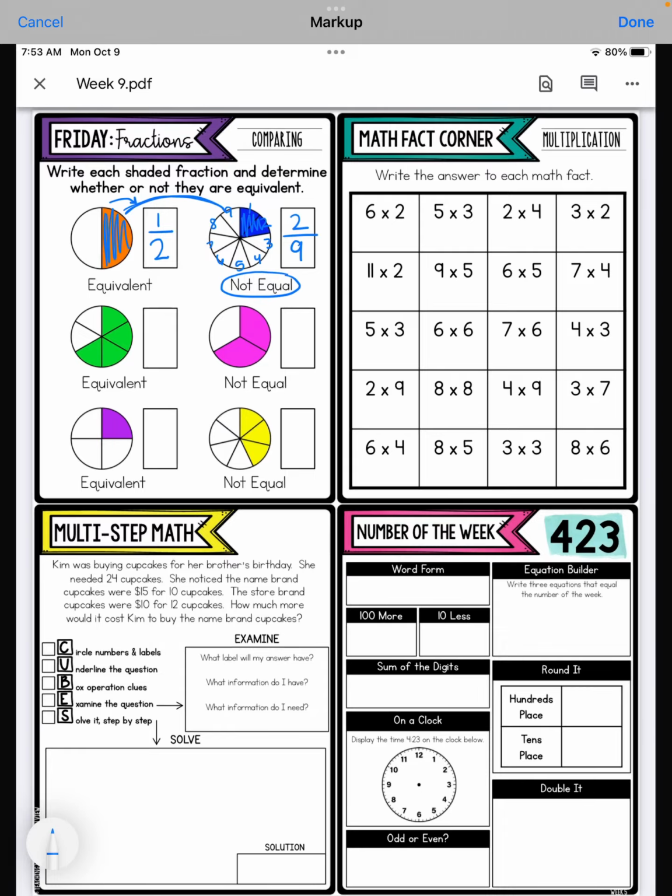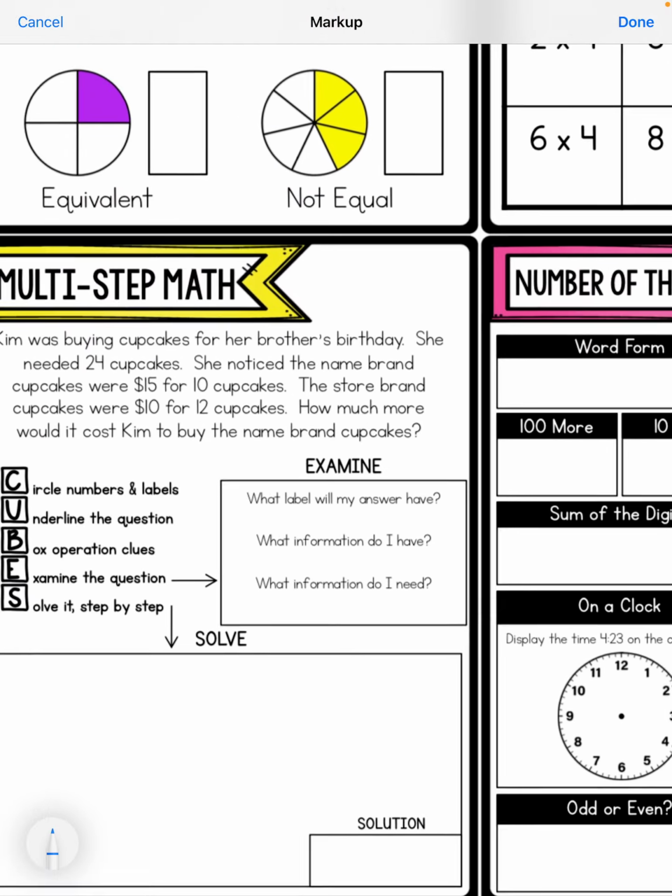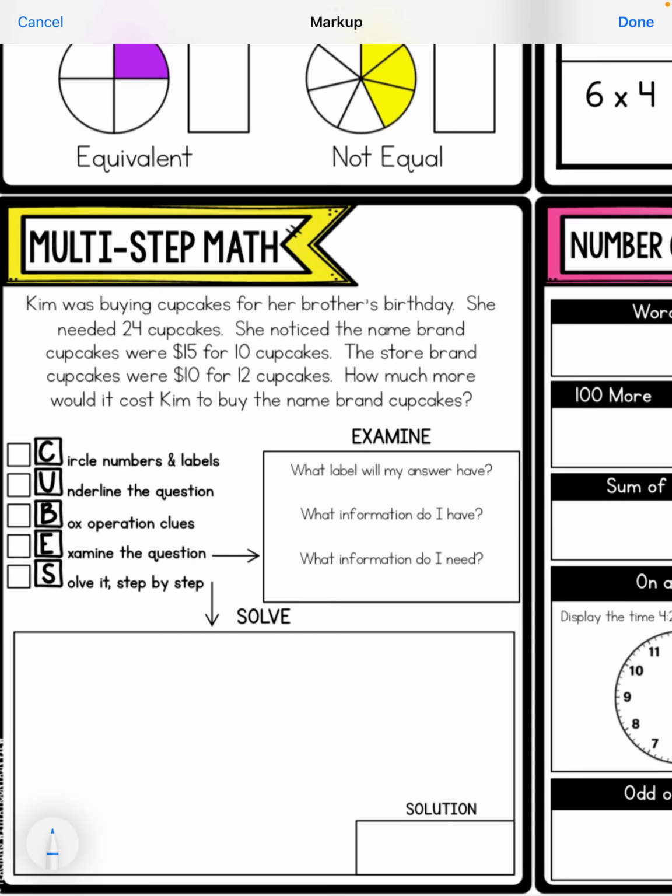Math fact corner this week is multiplication. Multi-step math. Kim was buying cupcakes for her brother's birthday. She needed 24 cupcakes. She noticed the name brand cupcakes were $15 for 10 cupcakes. The store brand cupcakes were $10 for 12 cupcakes. How much more would it cost Kim to buy the name brand cupcakes?